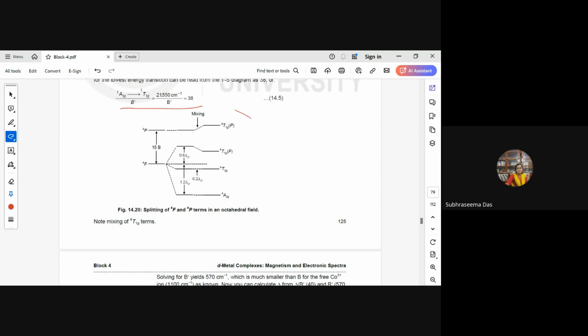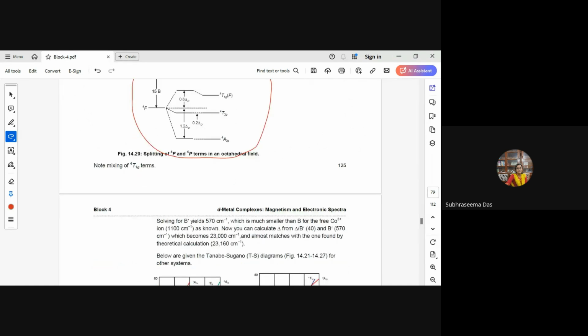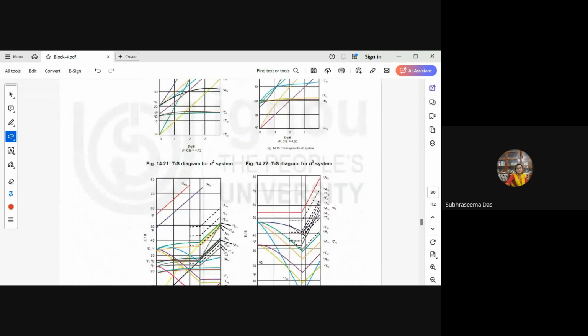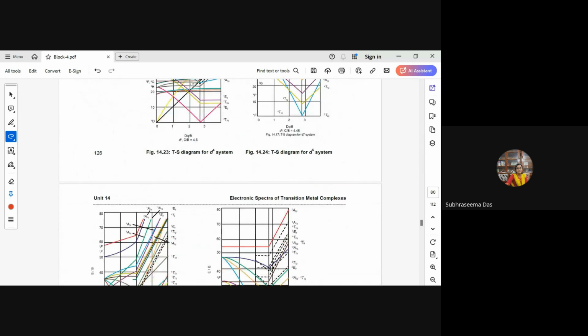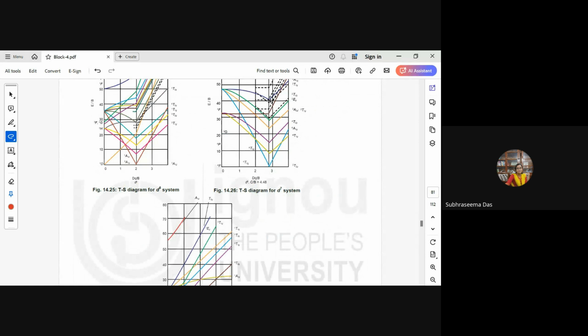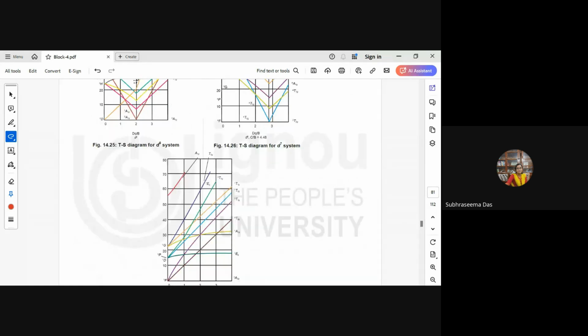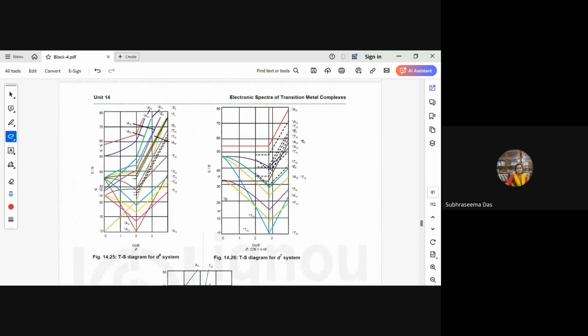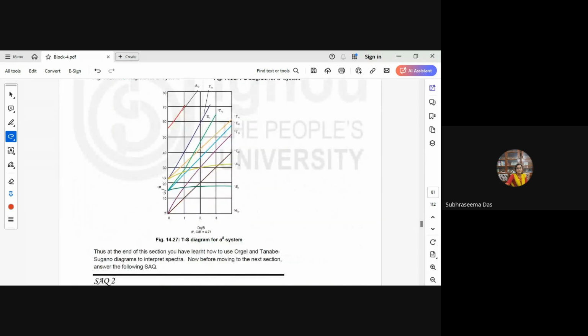So the main part that needs to be done here is the splitting of the orbitals, and then from the diagram we have to calculate the different energies. Some of the TS diagrams for d2, d3, d4 have been shown here, and using these diagrams, first we will calculate the beta value, and then we will calculate the energy values.